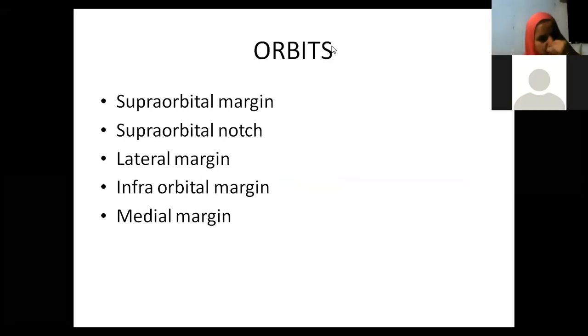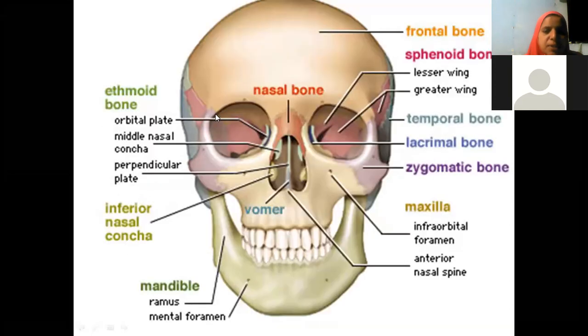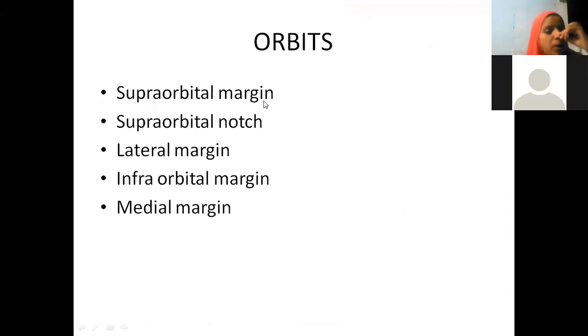So orbits, first we will see orbits, then you will easily understand. Now see, these are the supraorbital margins, and the orbit will have certain boundaries: it has a roof, a floor, a medial wall, and a lateral wall. The most posterior area is like a pyramid, it will have an apex where we have the opening of the optic canal. The two fissures: superiorly, the superior orbital fissure, and the inferior orbital fissure.